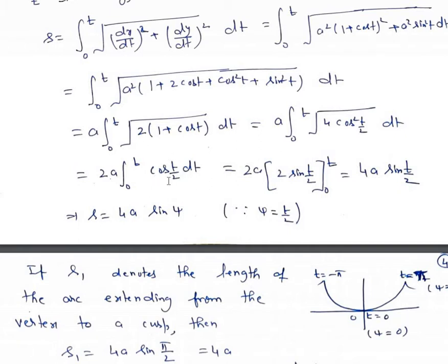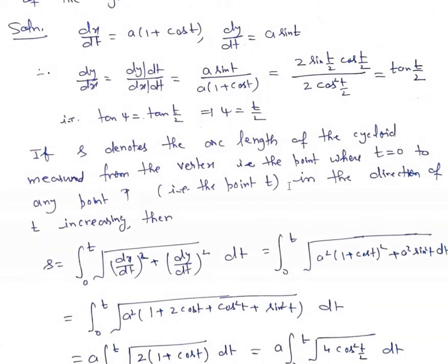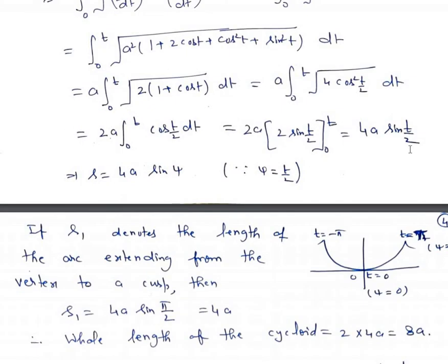Now integration of cos t by 2 is 2 sin t by 2. Put the limits, so this is 4a sin t by 2. Now as we obtained psi is equal to t by 2, put t by 2 equal to psi, therefore S is equal to 4a sin psi. So this is the relation between S and psi for the given curve. So therefore this is an intrinsic equation of the given cycloid.